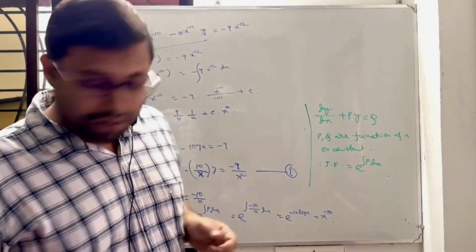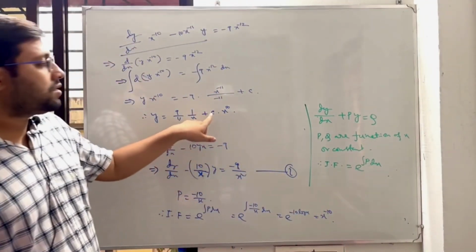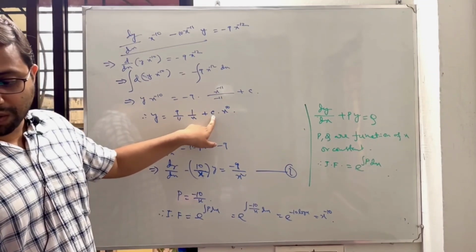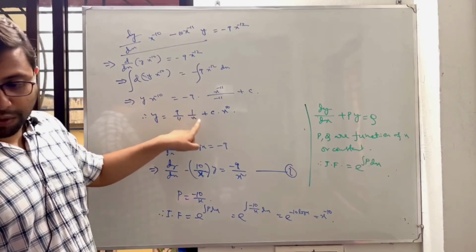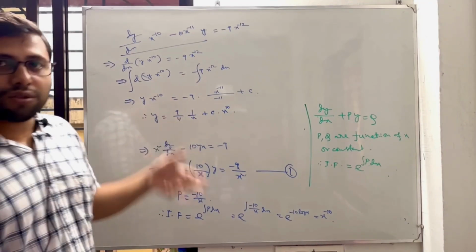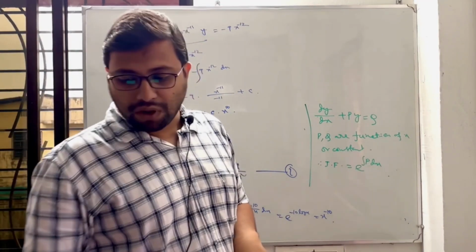We need not check the value of C, because there is only one option where 9 by 11 into 1 by x is provided. So our correct option is option B.